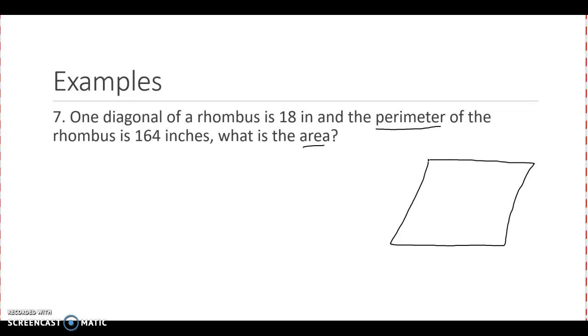of this rhombus, keeping in mind all of the sides are congruent. So perimeter is 4S. If the perimeter is 164, then 164 equals 4S, divided by 4. Each side would be 41 inches. So I'm going to go ahead and label that. So each side is 41 inches.